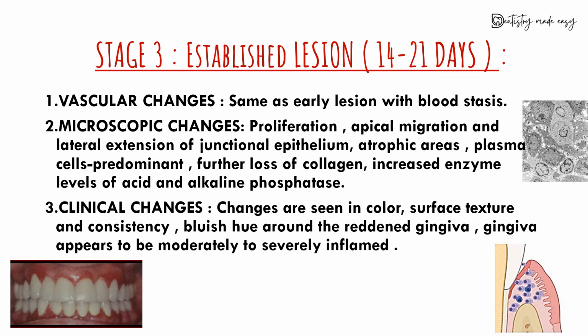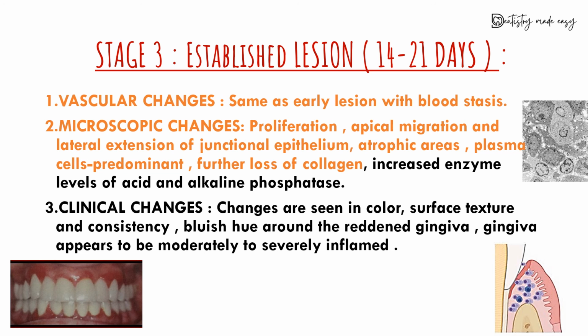So in brief, stage 3, the established lesion, is seen 14 to 21 days after plaque accumulation. The vascular changes are the same as the early lesion, but in this there is blood stasis, that means the flow of blood is slow and stagnant as we have seen. The microscopic changes are proliferation, apical migration and lateral extension of the junctional epithelium. As I said, the proliferation of the junctional epithelium is deepened more. Then there are atrophic areas which are seen in this particular stage.